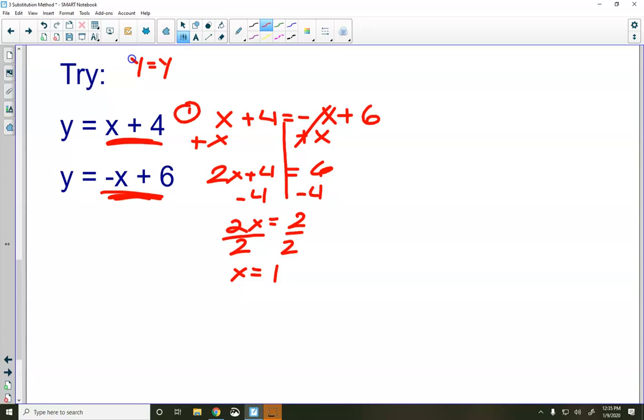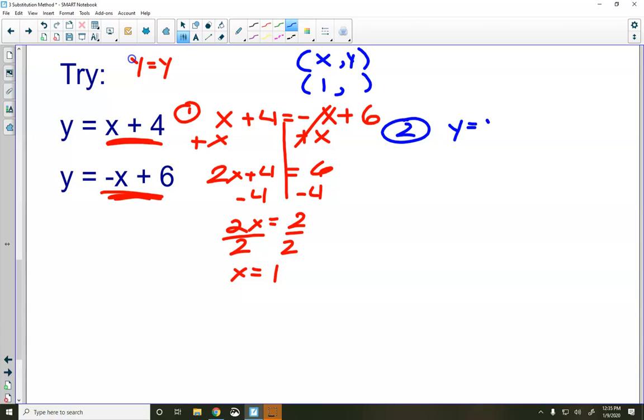Again, this is part 1. The second thing, once I know x is equal to 1, again, it's x comma y. I know my answer is going to be some form of coordinate, at least for now. I have 1 comma something because x is 1. So for part 2, I'm going to take one of the 2 equations. It doesn't matter which one. And substitute 1 in for x and solve.